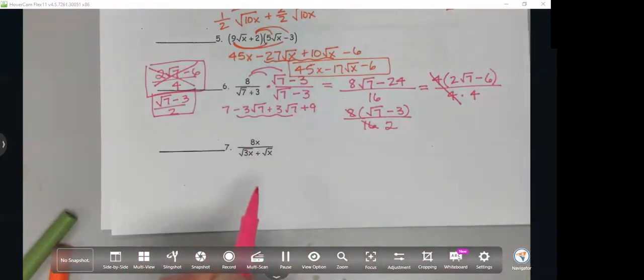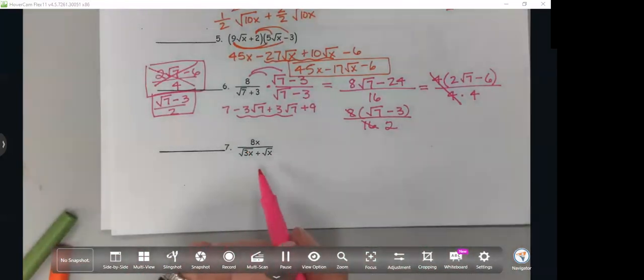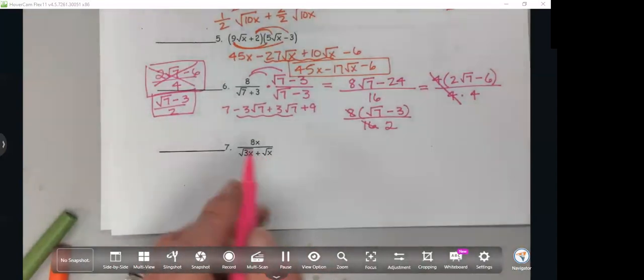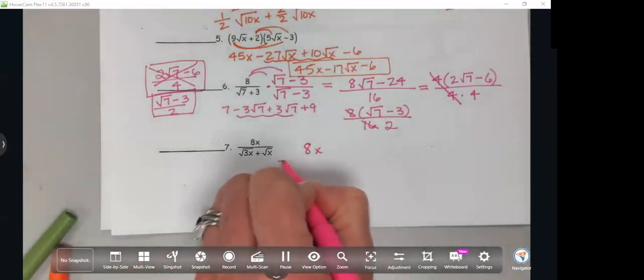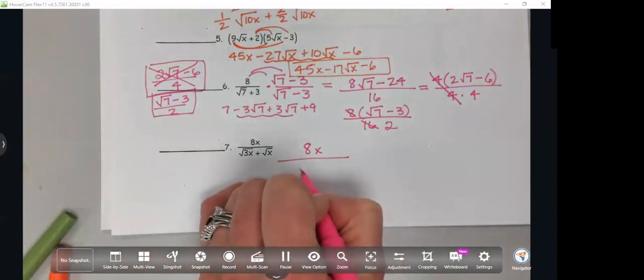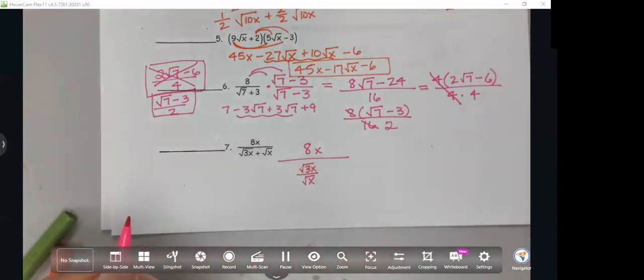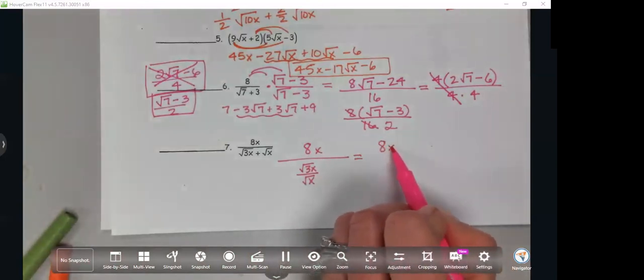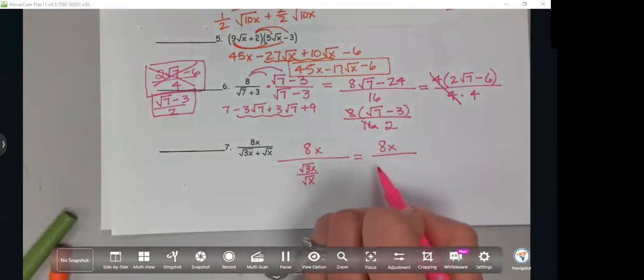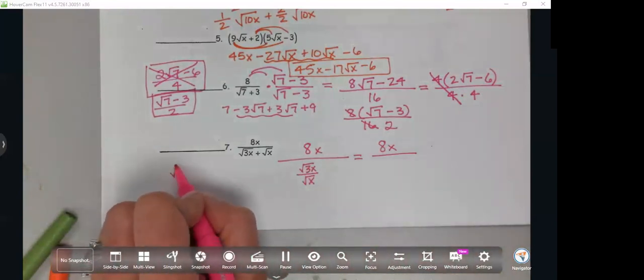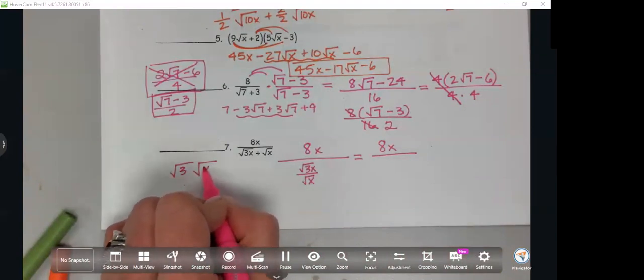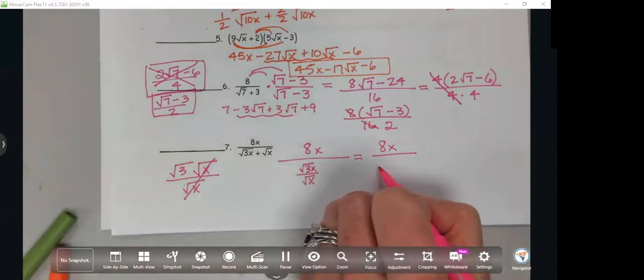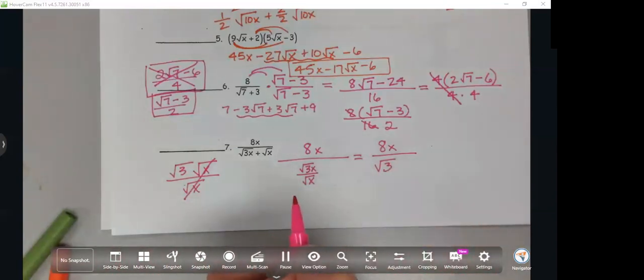And last but not least, I've got, can't really tell, I think that that's divided by. So I think that this is 8x divided by the square root of 3x divided by the square root of x. I believe that that is what that is. And if that's the case, that's fine. This is basically the square root of 3 times the square root of x divided by the square root of x. Those can cancel out. So then I'm left with just the square root of 3.